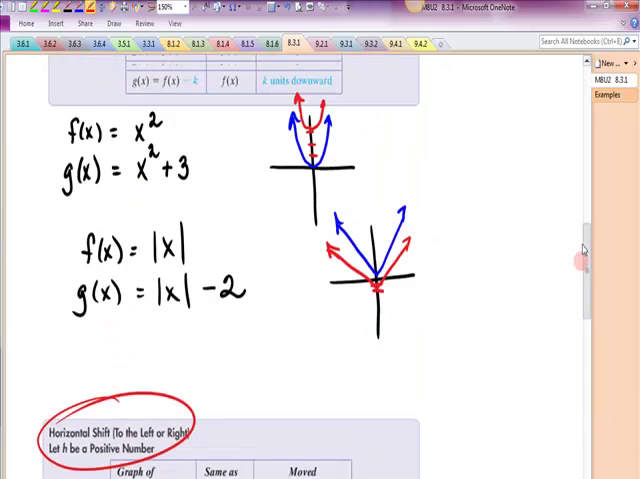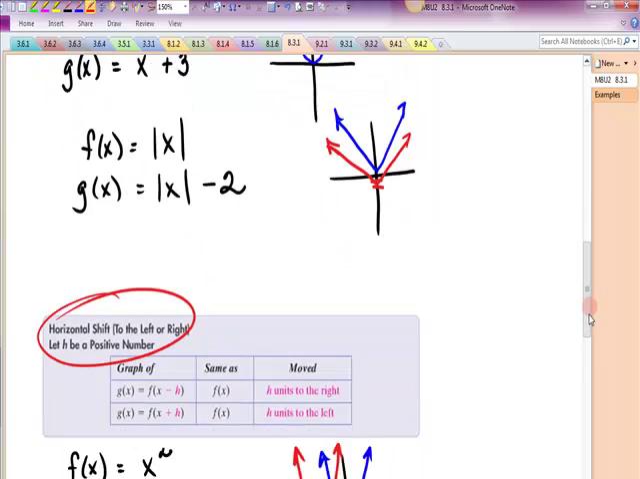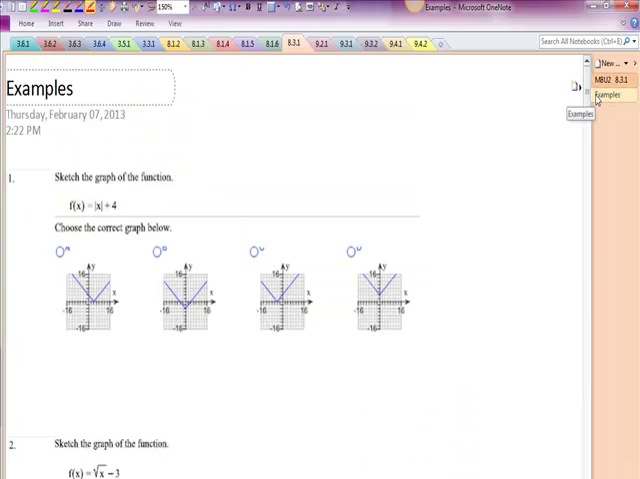So we have vertical shifts caused by adding or subtracting on the outside of the function. We have horizontal shifts, which go left and right, but if you add inside before the function takes place, then you've got a left shift. So now let's look at some examples and try to use these concepts of transformations on these example functions.